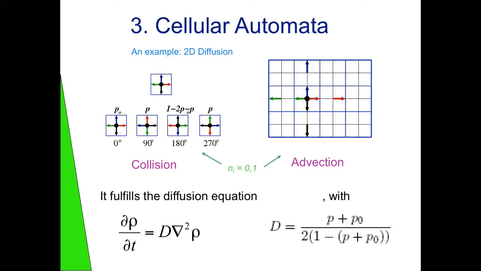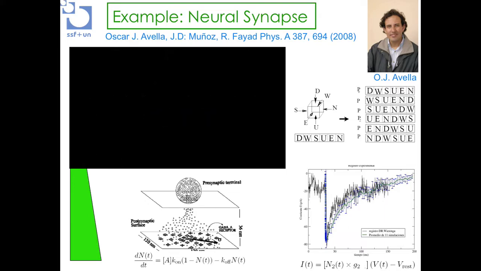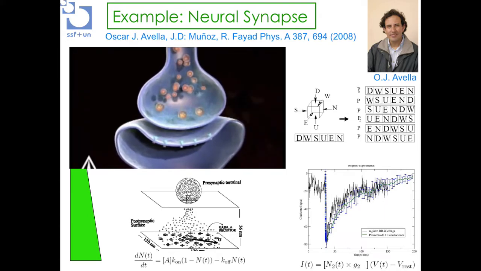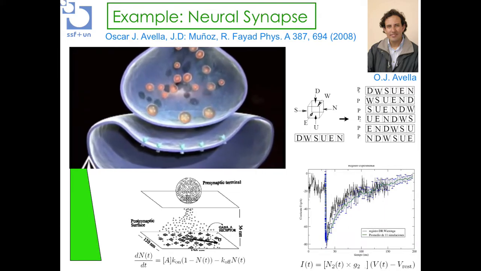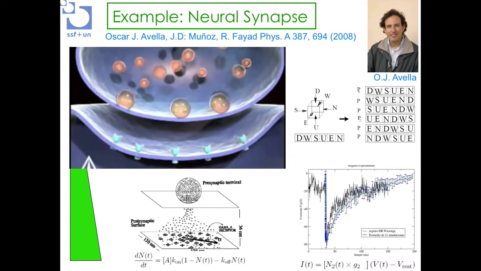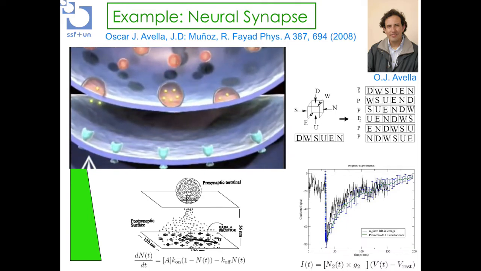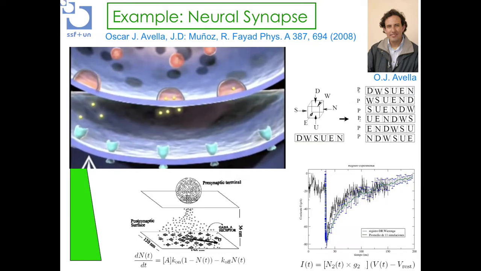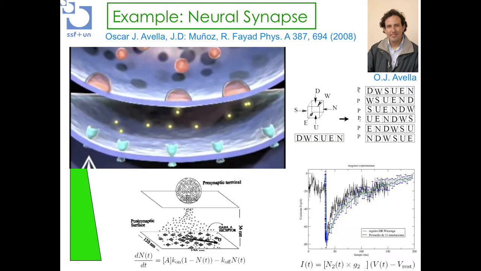And this automaton simulates the diffusion equation in the macroscopic limit, and you can show that analytically. So we have used them to simulate, for example, the GABA synapse in the amygdala. And our simulation reproduces experiments with high accuracy.